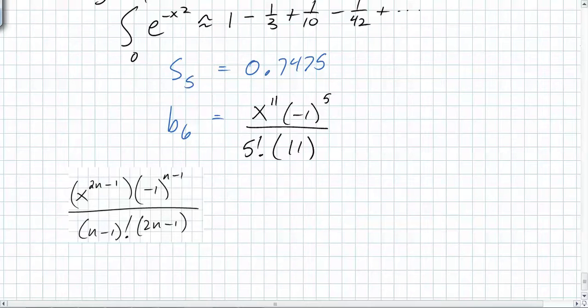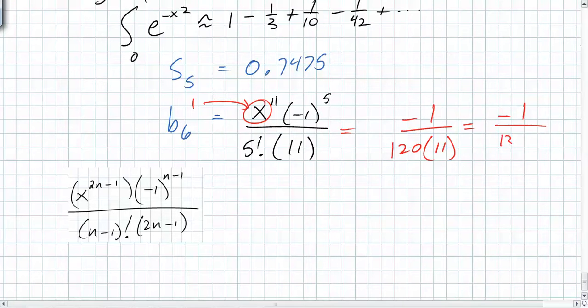But what are we plugging in for x? What are we plugging in for x? We're plugging in 1. Please don't plug in 6. So what's this going to be? It's going to be negative what? -1 over. What's 5 factorial? That would be 120. 120 times 11. What's that equal to? -1 over what? 1320, right? Isn't it the absolute value of this? It is. Yes, it is. Okay. The error is, but I'm just calculating that one term, right?